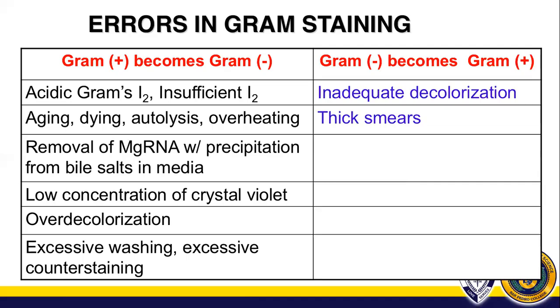Sometimes you tend to forget that you were staining, so you left it there for 2 minutes. That would also lead to replacement of the crystal violet iodine complex with safranin. Now, at times, you can also identify errors involving gram-negative organisms becoming gram-positive.